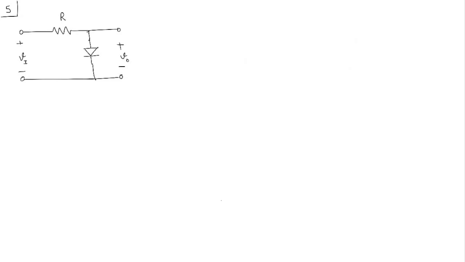We will be using the constant voltage drop model, and I'll leave you to do the same circuit using the ideal diode model and see how you get a different output. Okay, so let's assume that the diode is in forward bias.